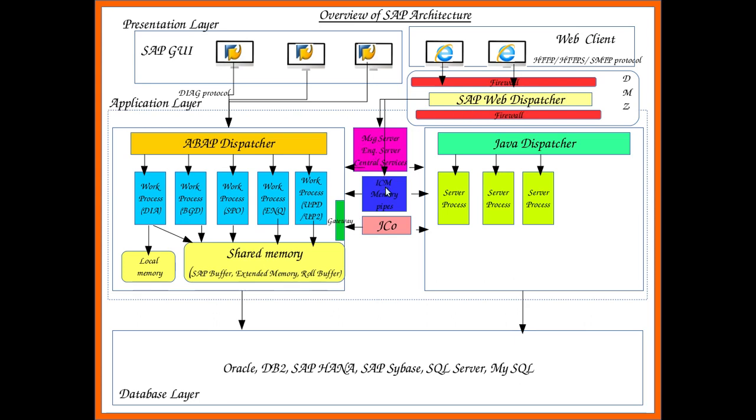Now, in ICM I forgot to tell that there are memory pipes. Through these memory pipes, the work processes of the ABAP server and the Java server can both communicate. ICM also helps to communicate from the SAP NetWeaver to the outside world via HTTPS or SMTP. You can check the ICM in any application server. There is a T-code called SMICM.